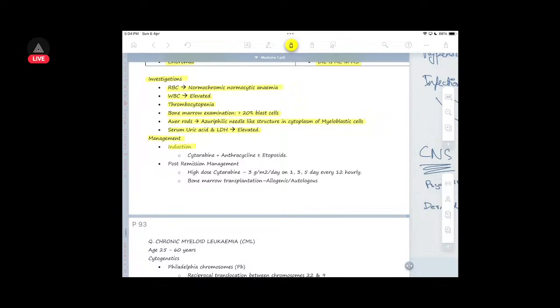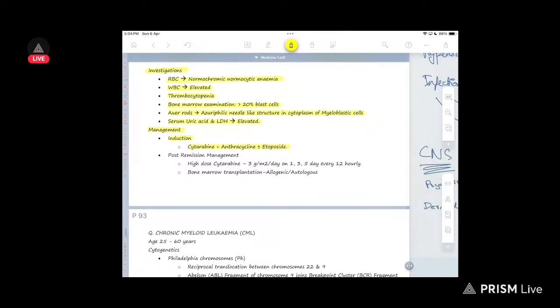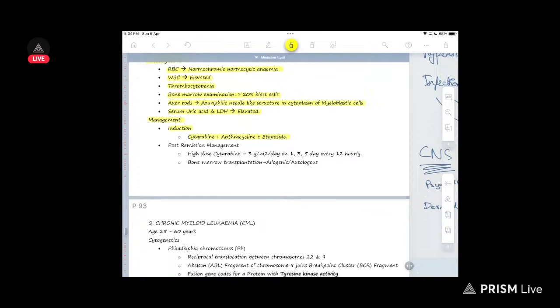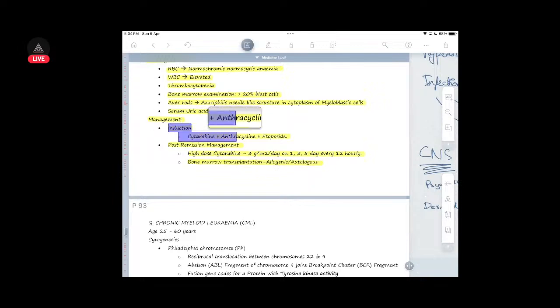So management: you have induction with cytarabine with anthracycline, with or without etoposide, for the induction period. During post-remission management, you give high dose cytarabine on alternate days, and bone marrow transplantation, allogenic or autologous, can be provided.